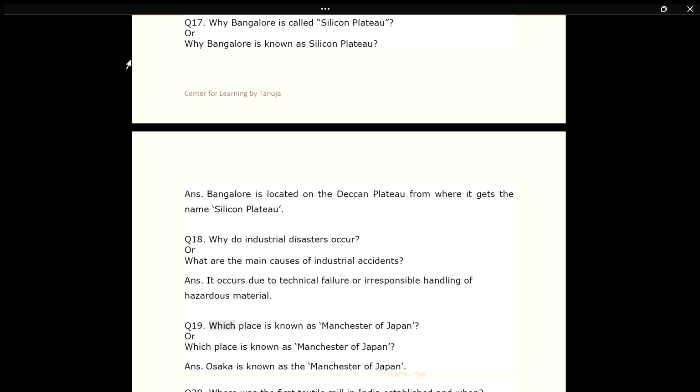Q19. Which place is known as the Manchester of Japan? Ans. Osaka is known as the Manchester of Japan.